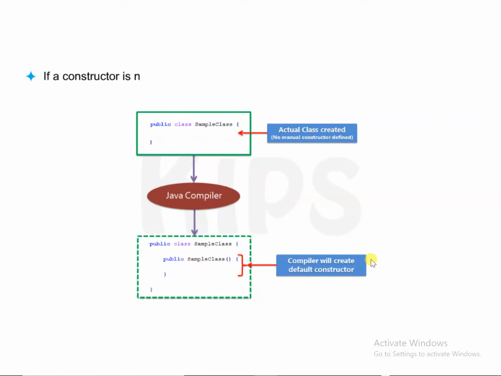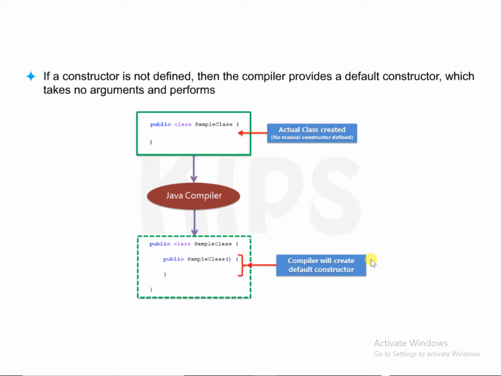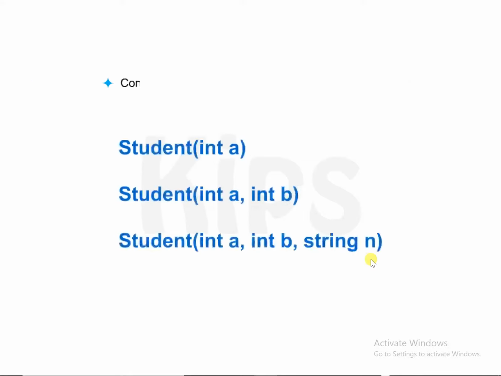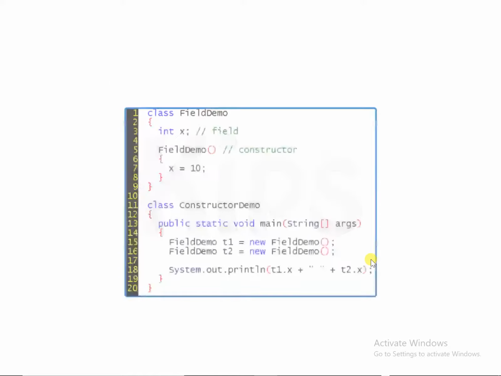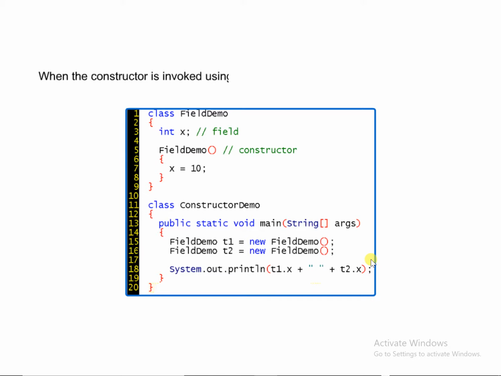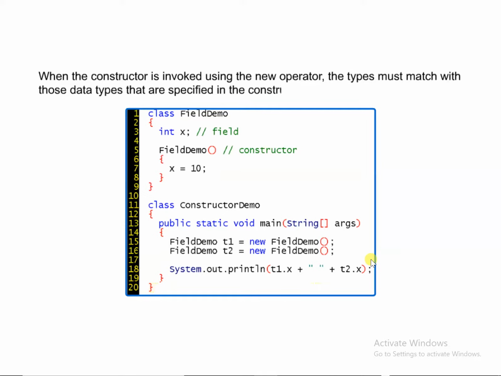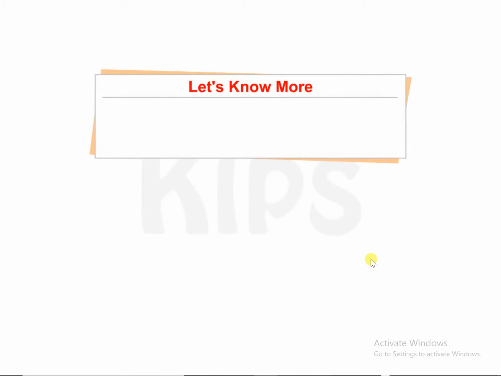If a constructor is not defined, then the compiler provides a default constructor which takes no arguments and performs no special actions or initialization. Constructors may include parameters of various types. When the constructor is invoked using the new operator, the types must match with those data types that are specified in the constructor definition. Students, let us know more.